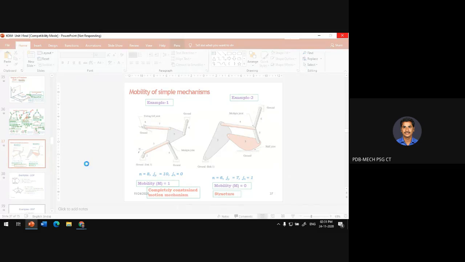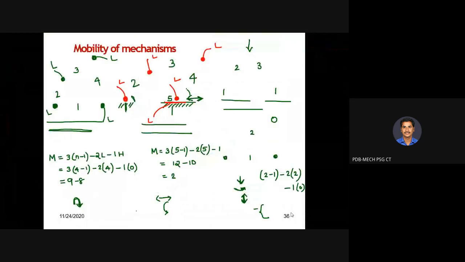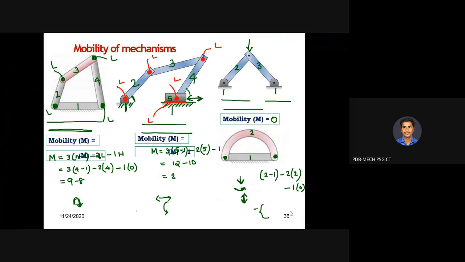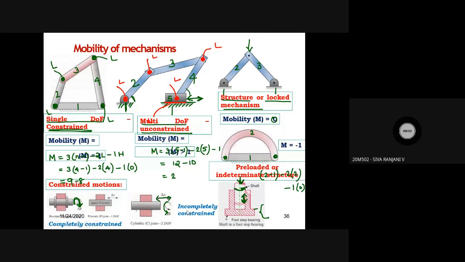Let me show this. Hope you understood the completely constrained motion, correct? It is definitely having 1 degree of freedom. You are having doubts in incompletely constrained and successfully constrained, correct? No, sir, incompletely constrained is clear, sir. Okay. The difference between completely constrained and successfully constrained: in completely constrained you are having only 1 degree of freedom. It is very clear.